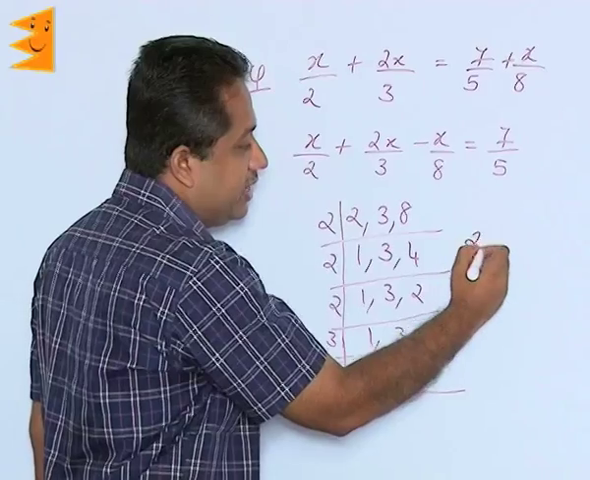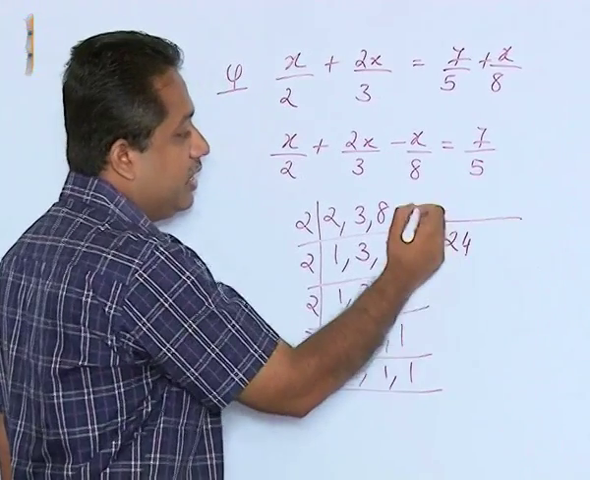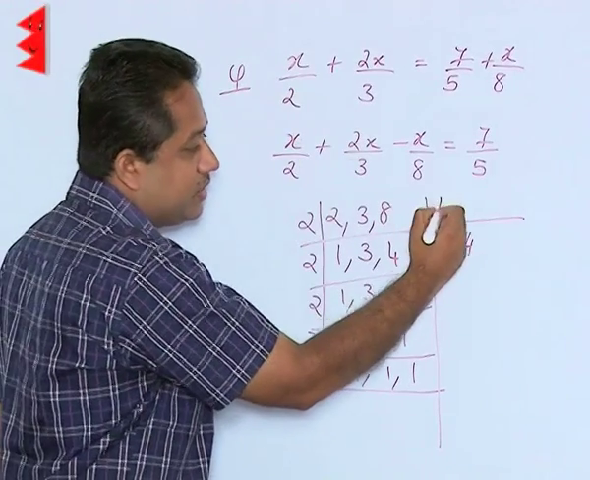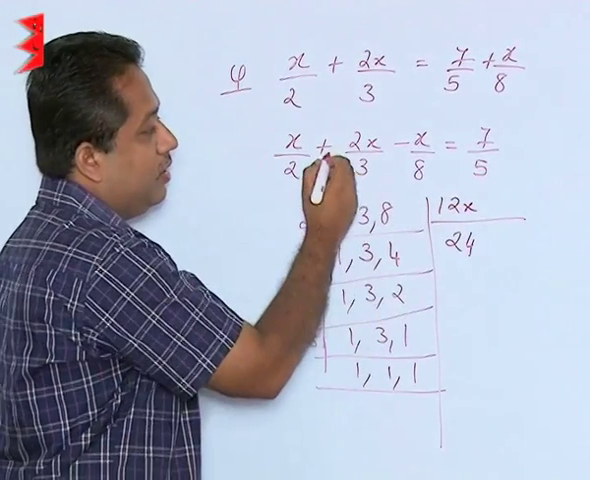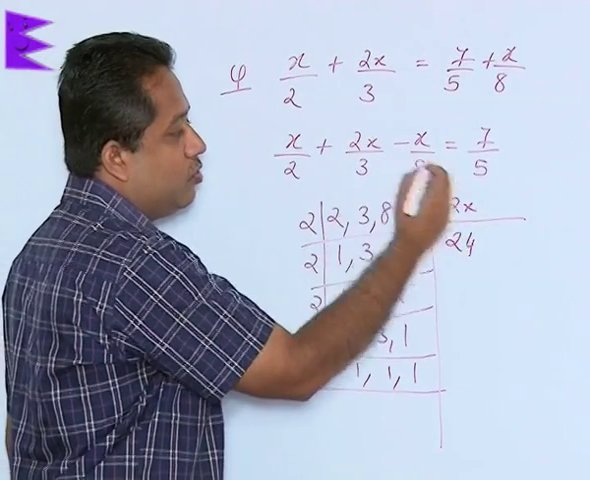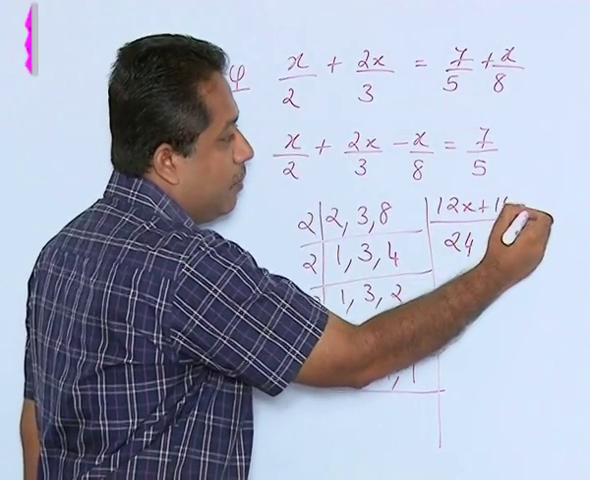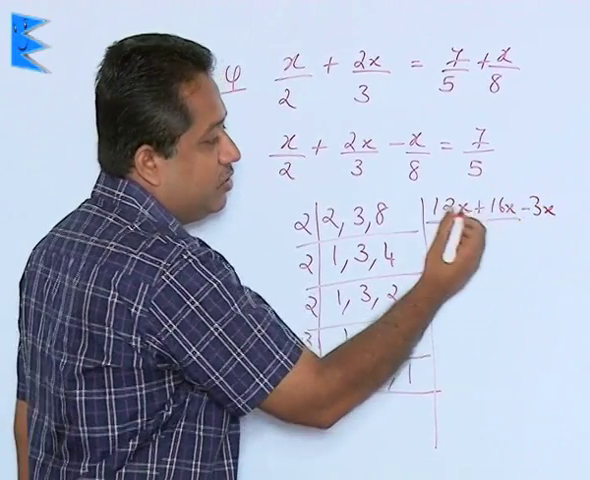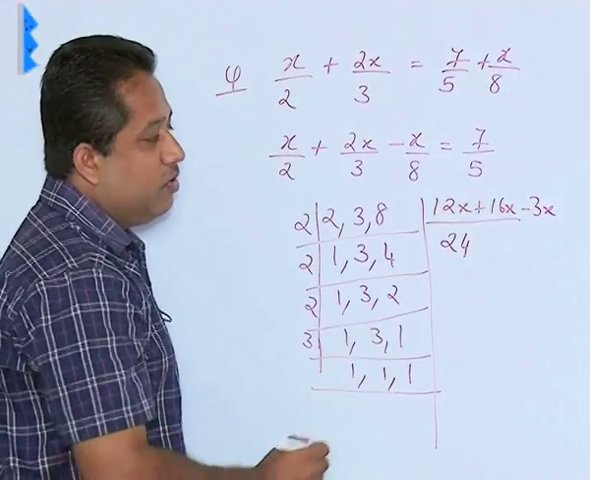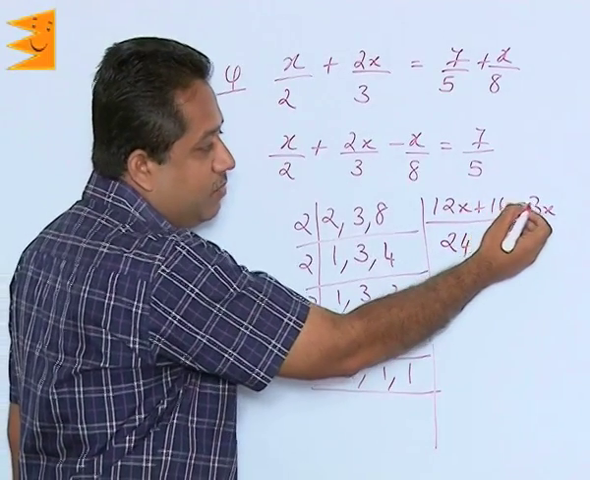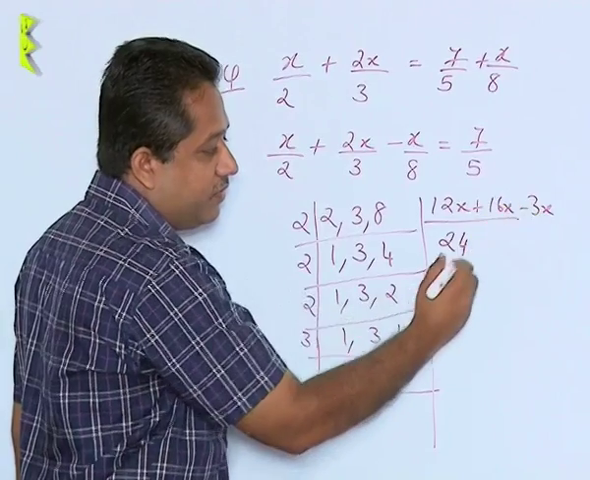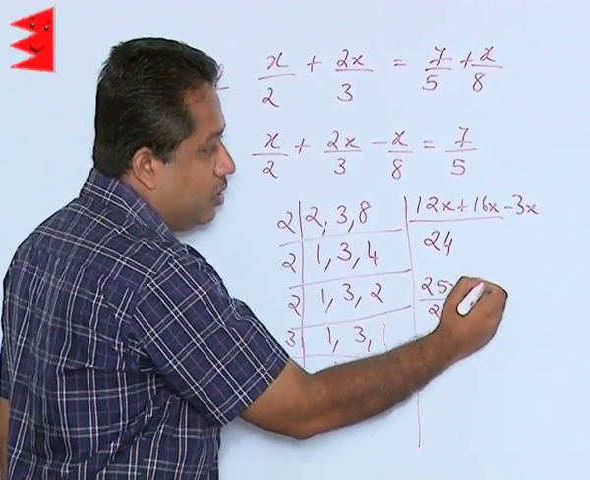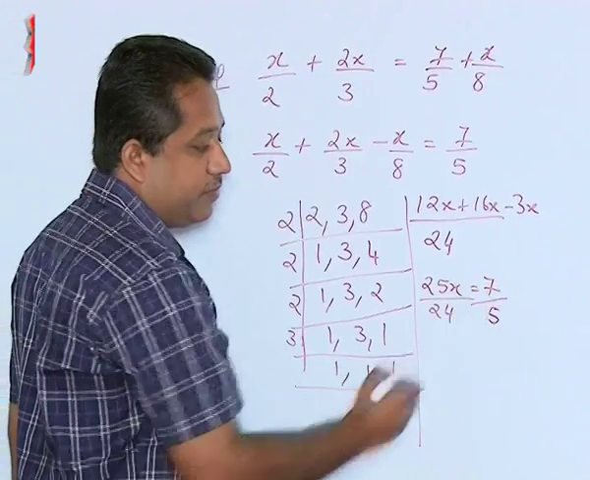So, when you are going to take the LCM 24, you will have to see the left side. 2 goes 12 times in 24. So, 12 into x is 12x. Here 3 goes 8 times. So, 8 into 2 is 16, minus 8 goes 3 times. So, 3 into x is 3x. So, 12 and 16 when you add, you are going to get 28. 28 minus 3 will be 25. So, LHS we get 25x by 24 is equal to 7 upon 5.